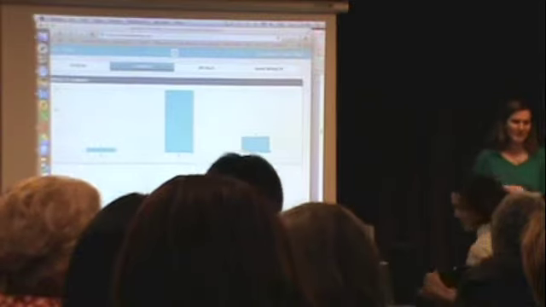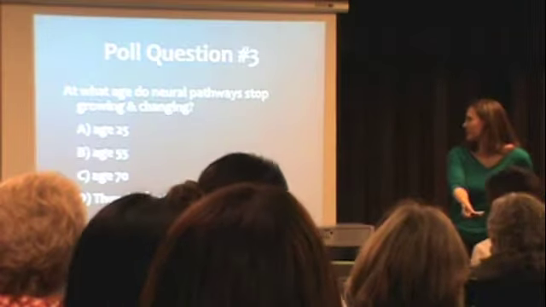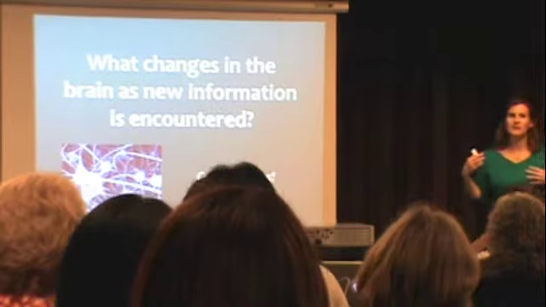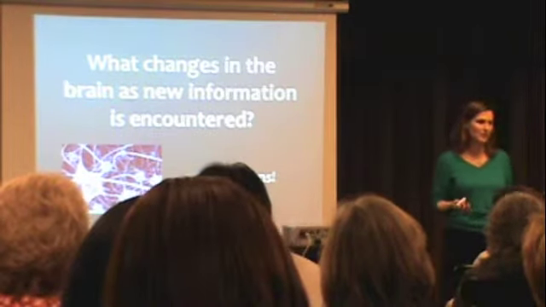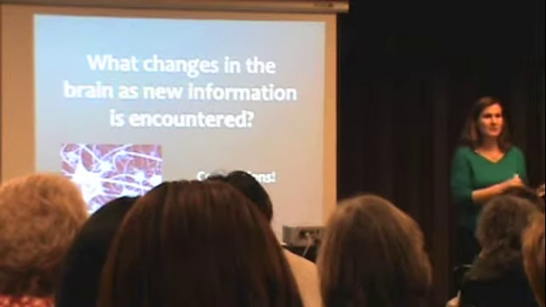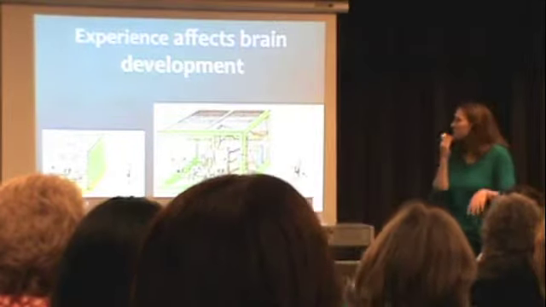All right, well, you guys are right about this one. They do not stop growing and changing. So what changes in the brain as new information is encountered, even after age 25? The connections, your neural pathways change, the neural complexity changes. And your environment has a huge impact on that.